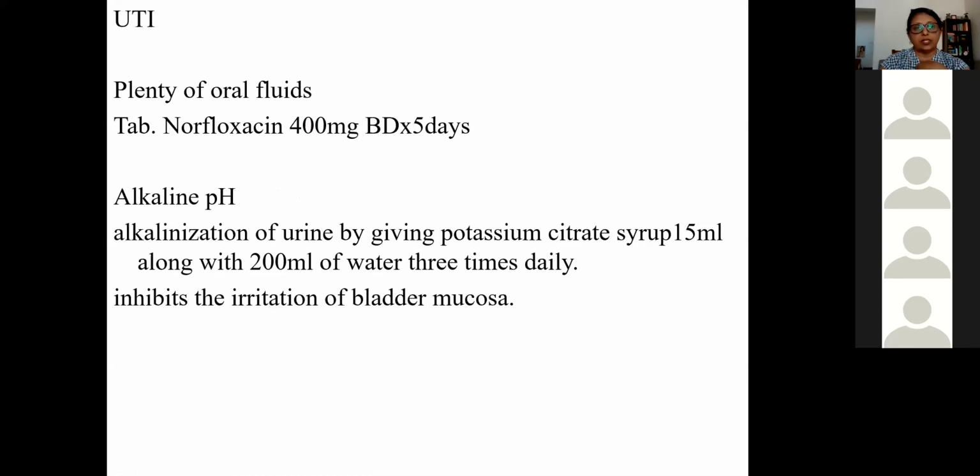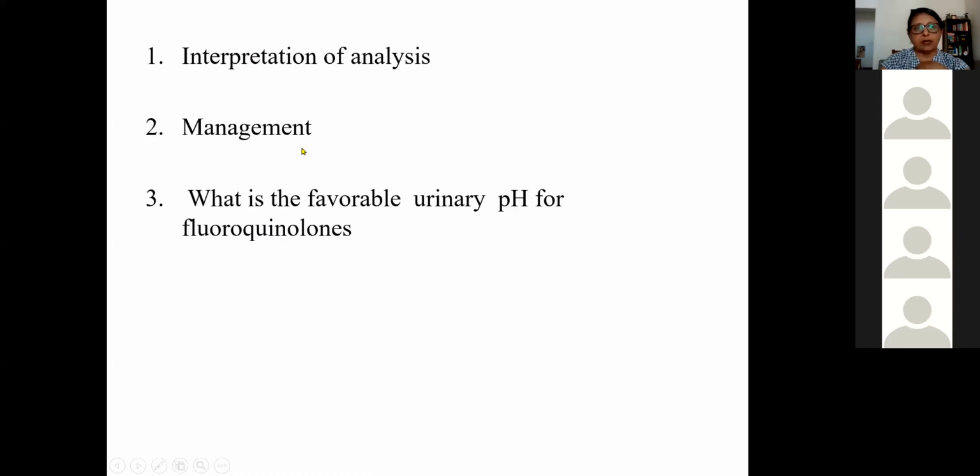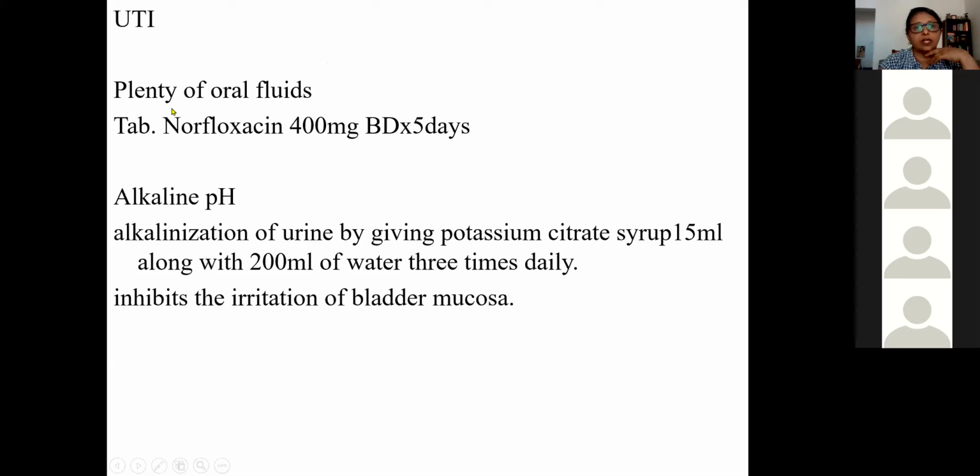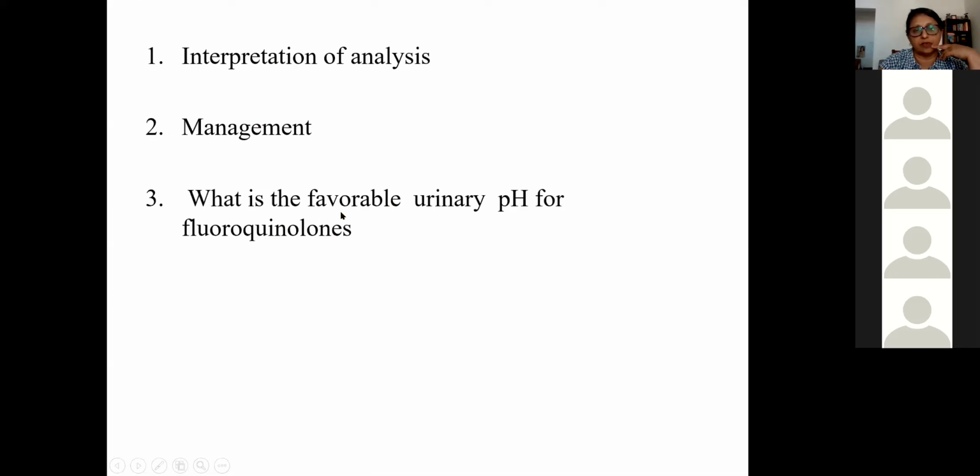So you have already told it is a urinary tract infection. And management: in any case of urinary tract infection, we have to give plenty of oral fluids, and we have to give the drug norfloxacin 400 milligram twice daily for 5 days. It is a lower urinary tract infection. So 400 milligram BD for 5 days. Please write down plenty of oral fluids also. Plain water, that is enough.